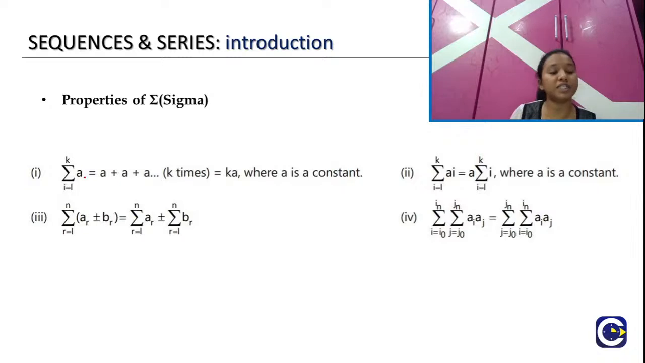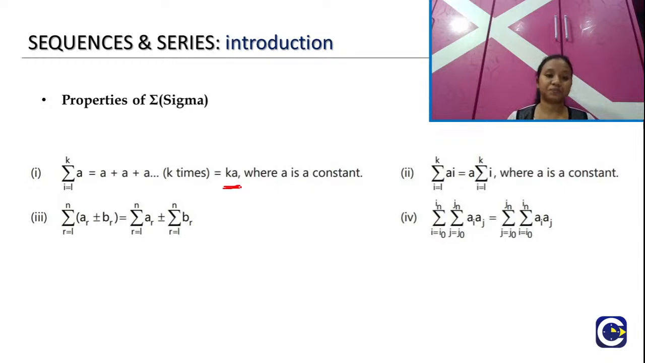The first property we are having is sigma A, i equal to 1 to k. Here, if you see, there is no i in the summation, but they have given i equal to 1 to k. That means only this A will be added k times. That means A plus A plus A and so on, k times, which will be equal to k into A, where A is a constant here. Right, so there are small things which we have to identify while dealing with this sigma.